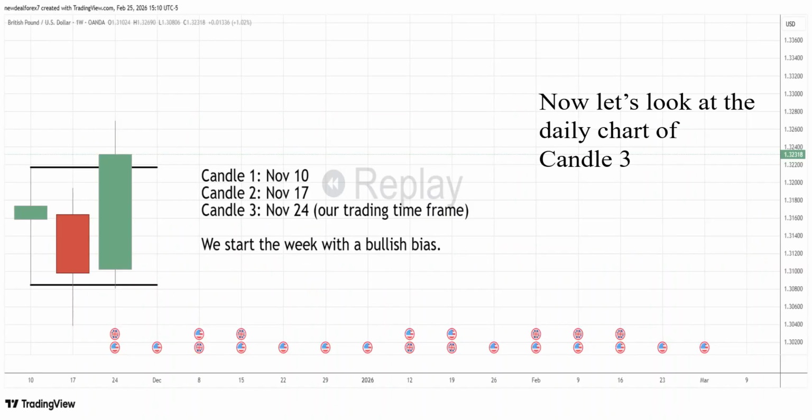So here's the weekly CRT. Let's look at some examples here. This is on the pound dollar. We have week one to the far left here, this doji candle, that's the range. Week two gives us the poke below the prior week low, and closes inside.